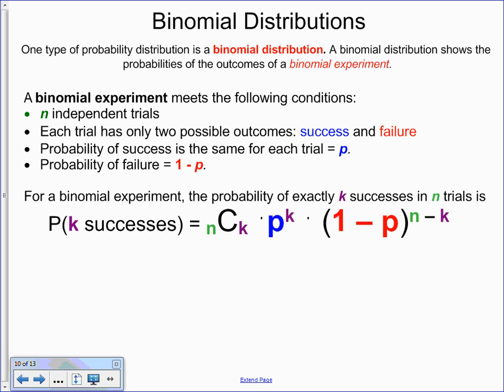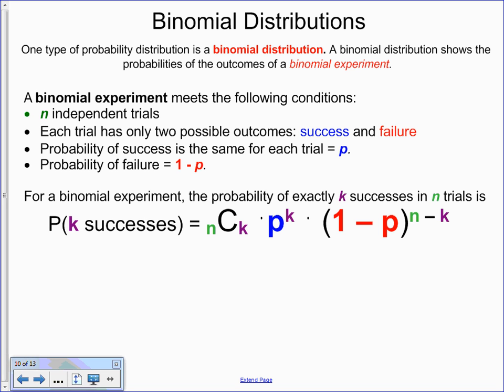Like when we were talking about yesterday, rolling a single die, what are the outcomes that are possible when I roll the die? Rolling a 1, 2, 3, 4, 5, 6. That's not binomial because there are 6 outcomes.